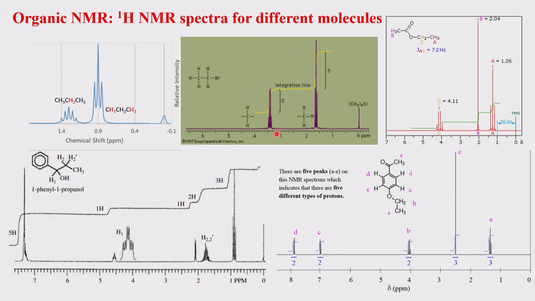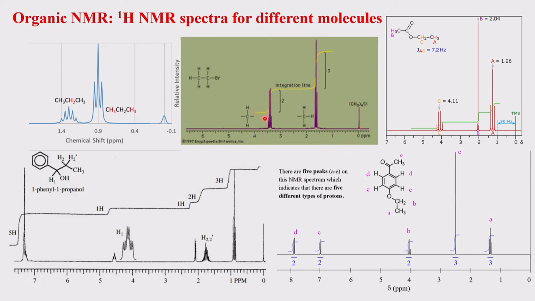So the splitting basically depends on this. This has 3 neighboring nuclei, so it will be 4 lines here, you can see, and this has 2 neighboring nuclei, so that will be equivalent to 3 lines. So the 3 lines, voila, and the 4 lines, you can see in that spectrum, and this is the standard.